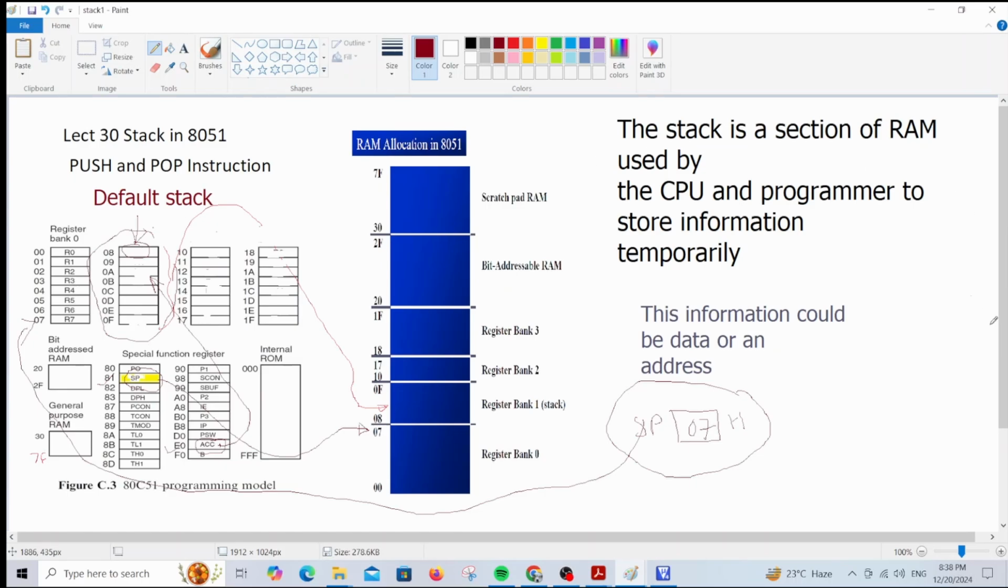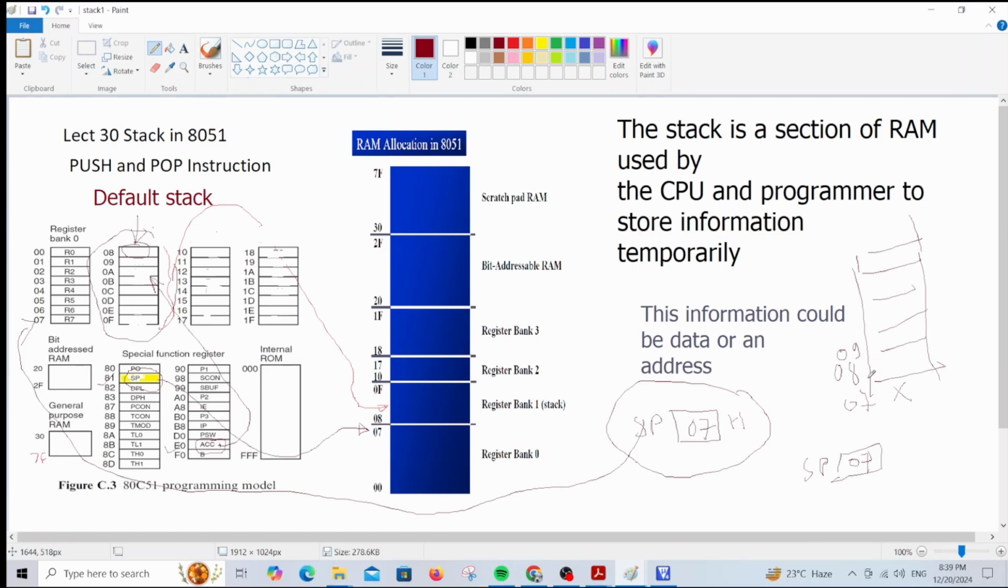Actually, we can compare stack with a stack of books or stack of plates. Suppose I have this rack, and in this rack I want to put the books. I assume that somebody knows the rack number. For example, this stack pointer is the one who knows the rack number. By default, it is showing 07. So it is showing that don't use this location. You can start using location 8, 9 and onwards.